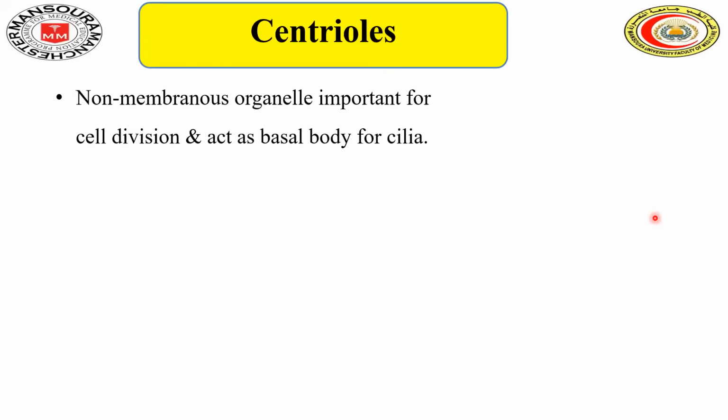The next organelle of the non-membranous group is the centriole. The centriole is a non-membranous organelle which has a very important function during cell division. This is one of the important functions of the centriole. In addition, it shares in the formation of cilia by forming what we call the basal body of cilia. This means that the basal body, which is part of the cilia, is formed of centriole. This is regarding the definition.